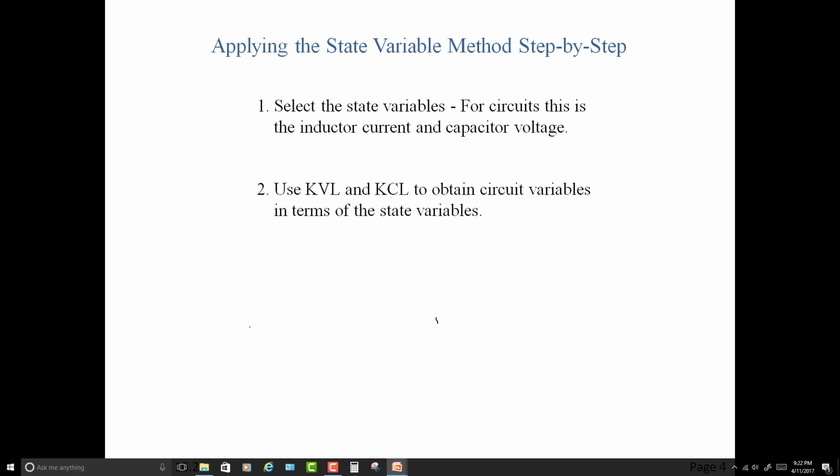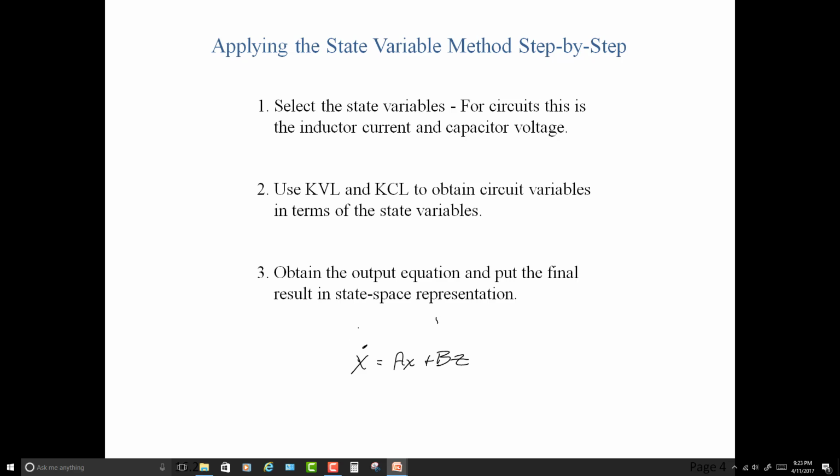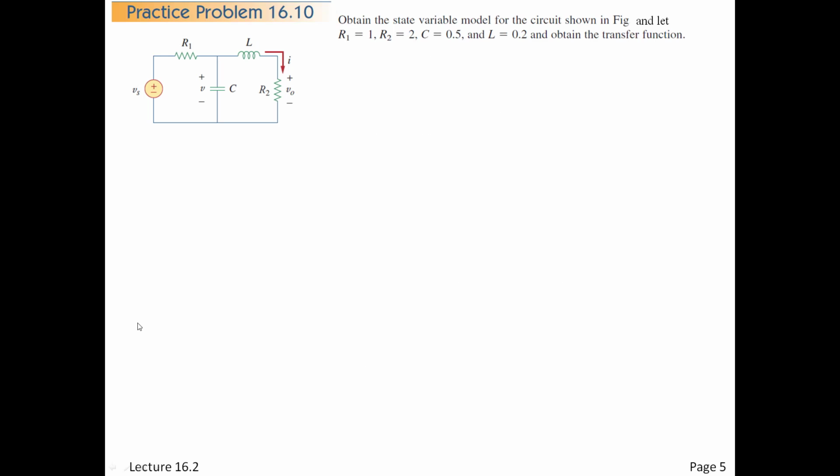Only now they're going to have, remember, x dot is equal to Ax plus Bz, right? So you're going to be looking to form equations that relate to this derivative term. And then you obtain the output equation and put the final result in state space representation, right? And we're going to be talking about that. Let's take a look at a couple of problems.